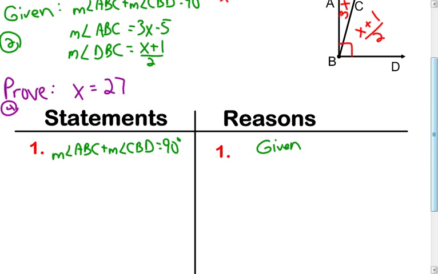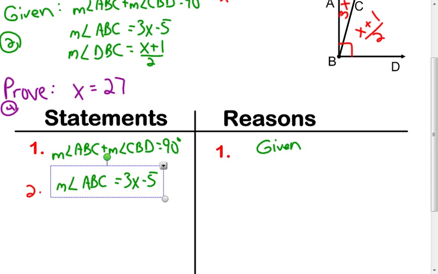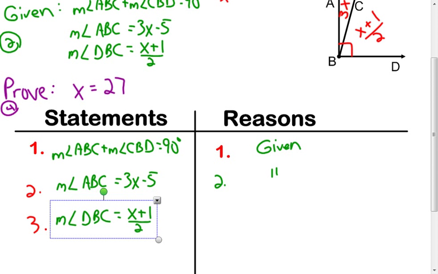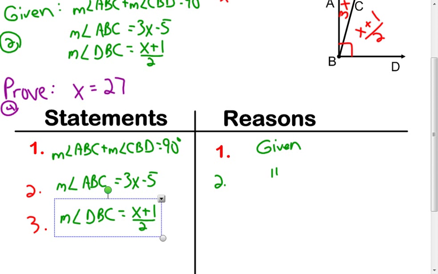Step 2, I'm going to take my other piece of given information, this one, I'm going to clone this one, and I'm going to put this one right here. And again, my reason for this one, statement 2 and reason 2, is going to be given. And I'm going to just use ditto marks to say that it's the same thing as above it. Step 3, well, I have another piece of given information, so I'm going to put this one in there. Clone that one, bring that one down. Again, this will be given.